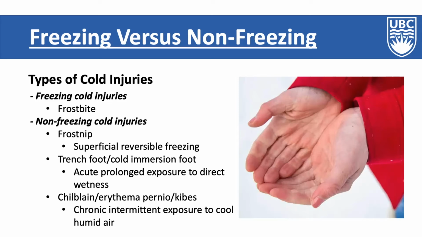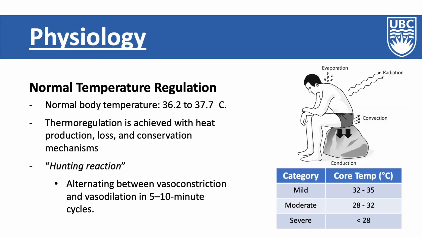Finally, chilblain or erythema pernio results from chronic intermittent exposure to cool, humid air greater than 0 degrees. This results in red, painful patches of skin, most commonly seen over the anterior tibia, dorsal hands, and feet. Next, let's take a look at normal physiology.